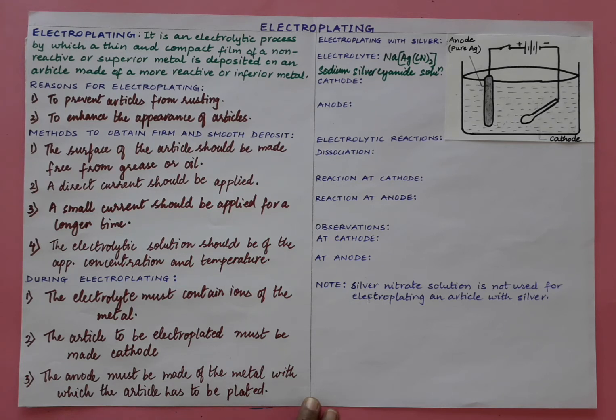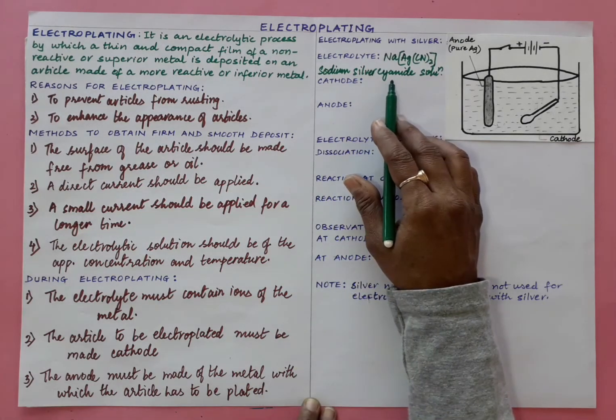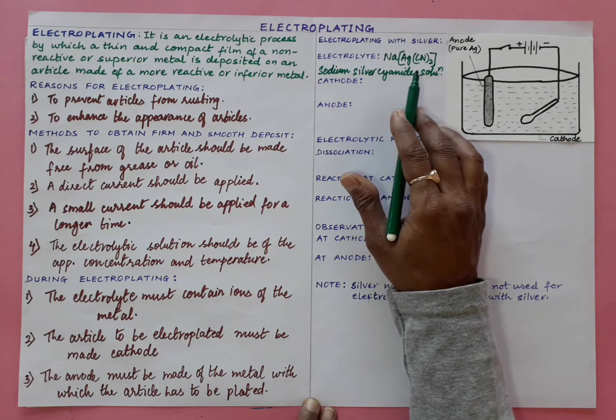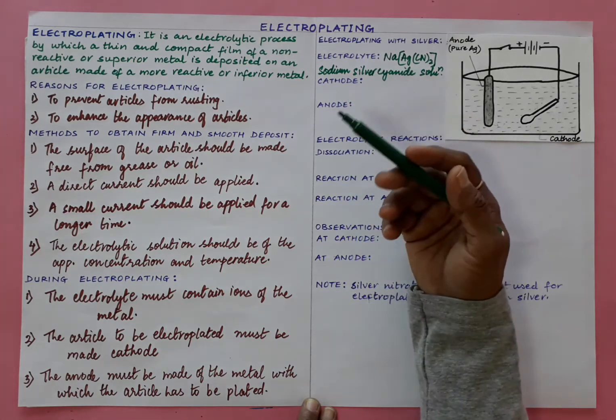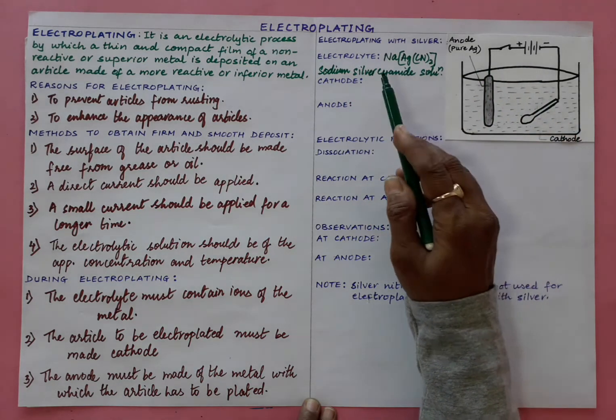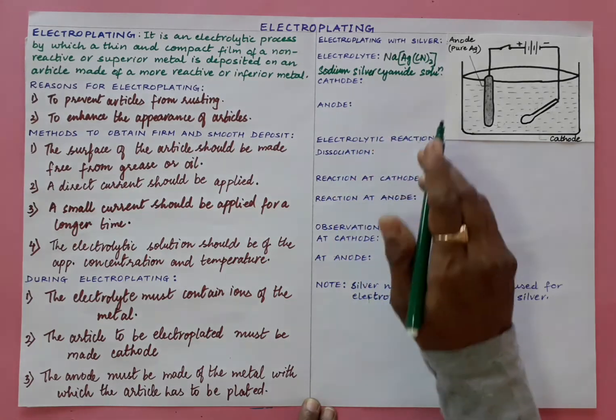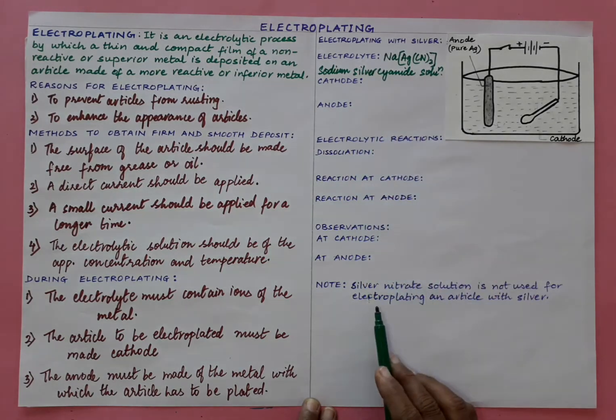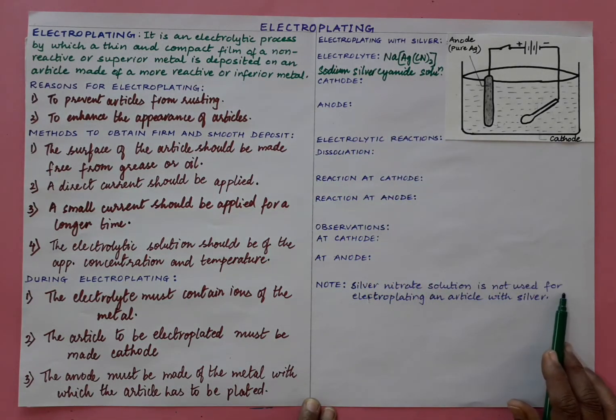Otherwise, in solid state it will not conduct electricity. So this is a complex soluble salt which is taken. If we take a very simple salt like silver nitrate or silver chloride or anything, then that will decompose very fast. So this is the reason why we are not taking it.